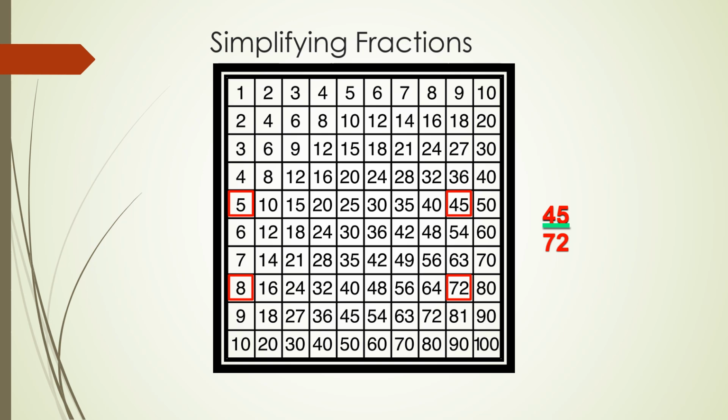Here, as per the discussion, for 45, in that row towards the left hand side corner of the grid, the number is 5. And when you look at 72, the corner number towards the left hand side of the grid is 8. Therefore, when we reduce 45 by 72, the fraction will be 5 by 8.